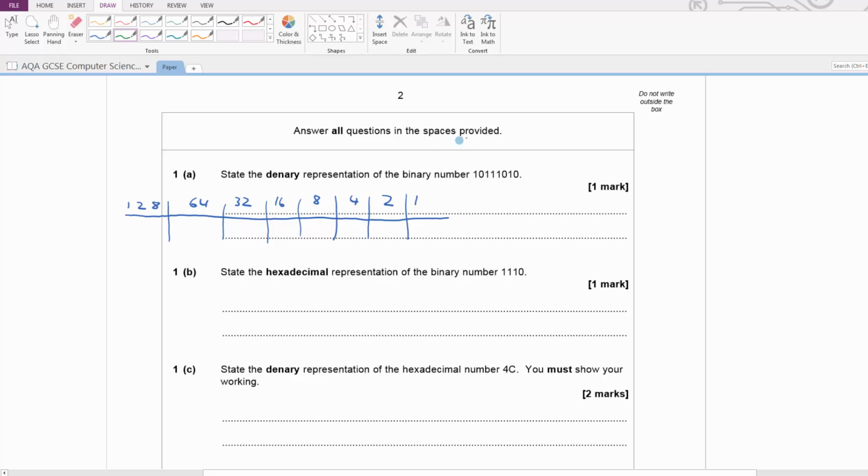So binary is base 2. The numbering system is base 2. This means we have 2 digits, 0 and 1, as you can see here. And denary is base 10 with 10 digits, and that's 0 to 9. So that's where it comes from.